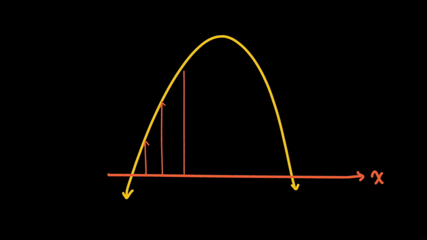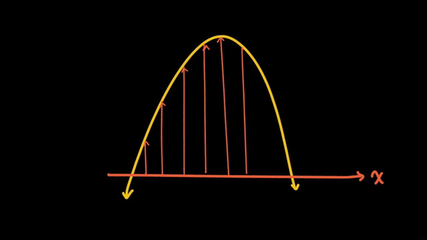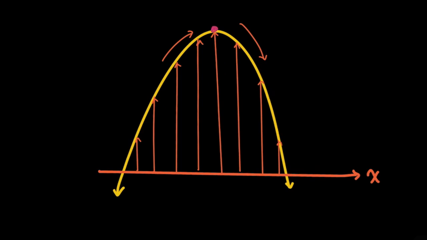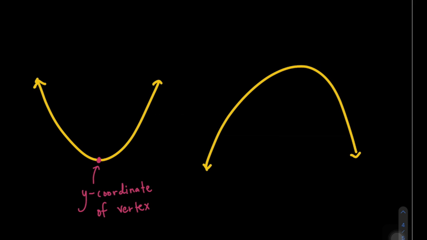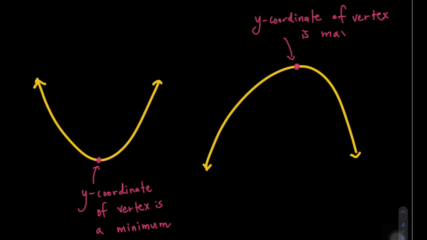Suppose we take a downward-facing parabola and travel along the parabola's path from left to right. If we were to measure out the height above the x-axis, it would be increasing and then decreasing. The point where we go from increasing to decreasing is a turning point called the vertex of the parabola. This comes from the Latin word vertere, meaning to turn. If parabolas open up, the y-coordinate of the parabola will be a minimum. Conversely, if the parabola opens down, the y-coordinate of the parabola will be a minimum.